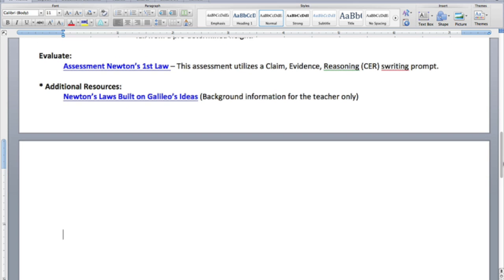The last E is for evaluate. That helps the teacher to determine if the learner has attained mastery. Evaluate may be both formative and summative and may occur at different times throughout the lesson.